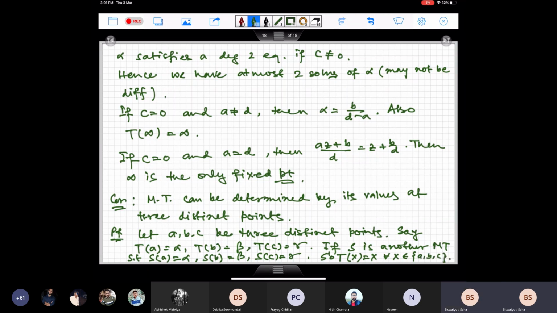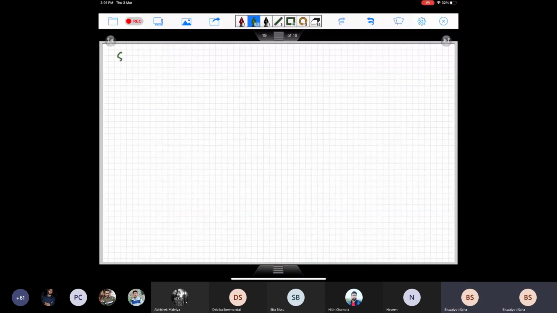Now, what did we just notice? If I start with a Mobius transformation which is not equal to identity, then how many fixed points can it have at most? 2. So therefore, what can I say about S inverse T? It has to be the identity Mobius transformation. So S inverse T is equal to identity. That means S is equal to T.